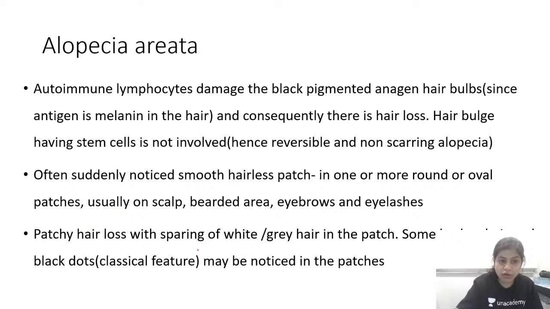Now, this is a very important topic, an MCQ rich topic, and that is alopecia areata. So, what happens in alopecia areata? It is an autoimmune condition, and as I mentioned, these autoimmune lymphocytes damage the black pigmented anagen hair bulbs. Okay, why do they target the anagen hair bulbs? Because the telogen hair does not have the melanin in the hair bulb, right? So that is why they target the black pigmented anagen hair bulbs. Okay, so this is very important. They are going to target the anagen hair. Okay, and consequently there is hair loss.